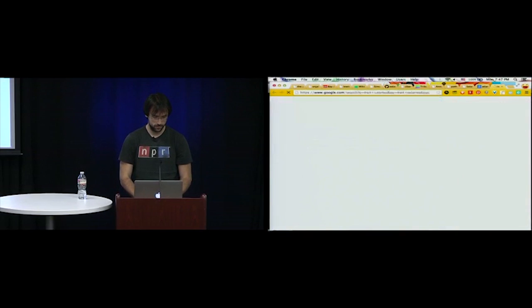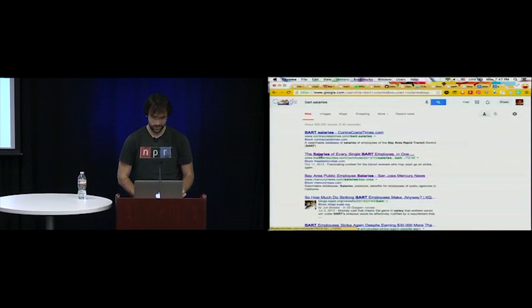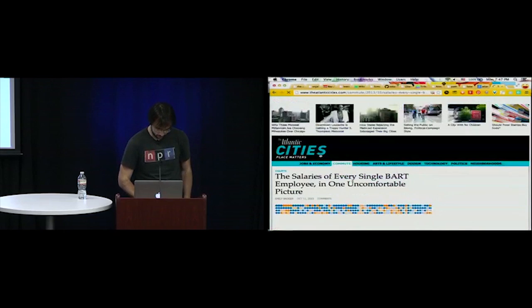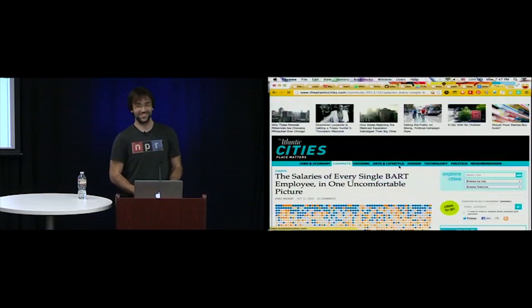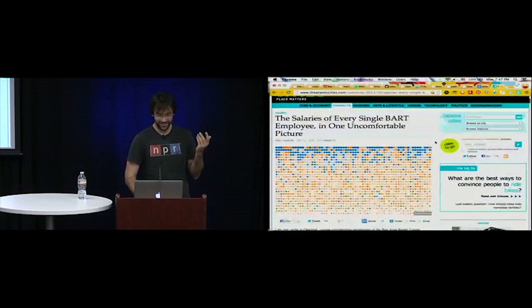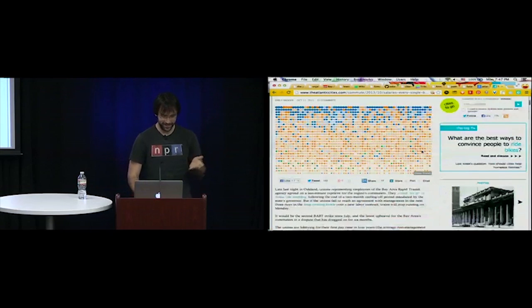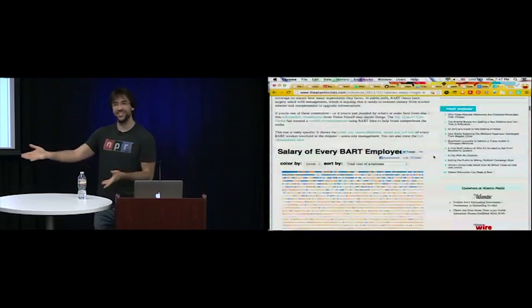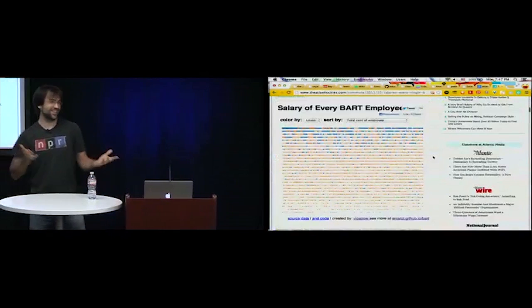That's probably not a good thing to search for. Let's do BART salaries. Oh, look at that, number 2. And here it is in the Atlantic Cities, and they write about it and all the other data visualizations, and they just put it right in there. It's great. It's exactly what I wanted.